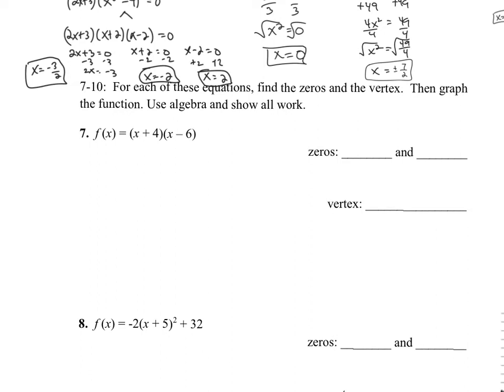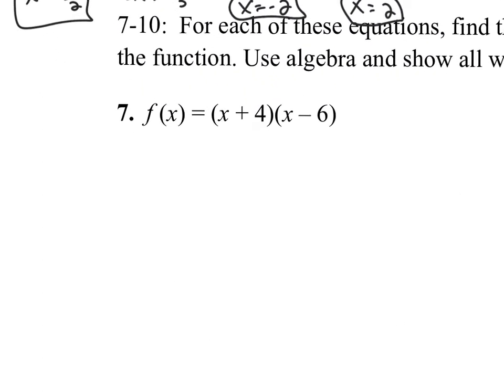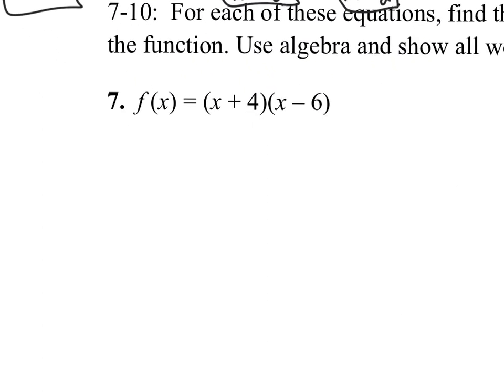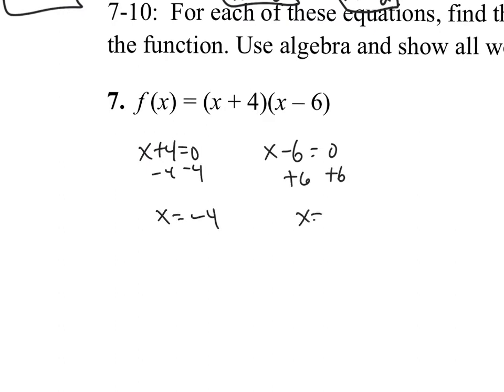All right, number 7 through 10. For each of these equations, find the zeros and the vertex. Then graph the function, use algebra, and show all work. So don't just type these into Desmos, you do have to show how we get this using algebra. So the nice thing is with these, it's already factored, so we would do x plus 4 equals 0 and x minus 6 equals 0 since it's already in factored form. So I'm going to subtract 4, I get x equals negative 4, and add 6, and I get x equals 6.